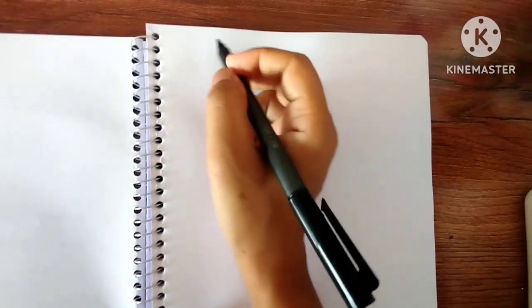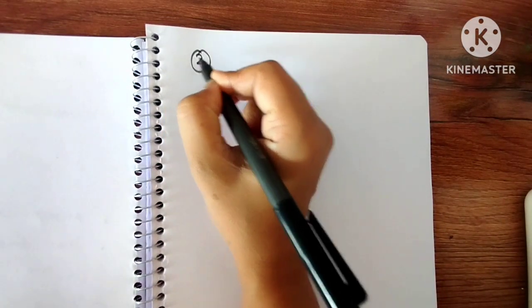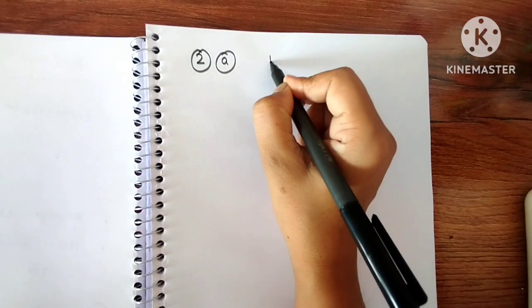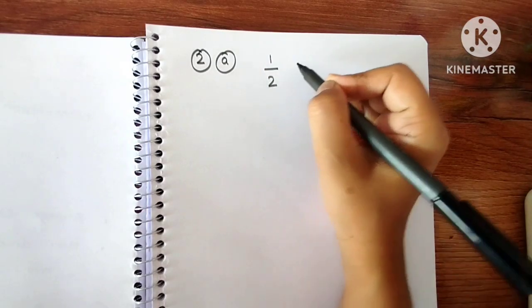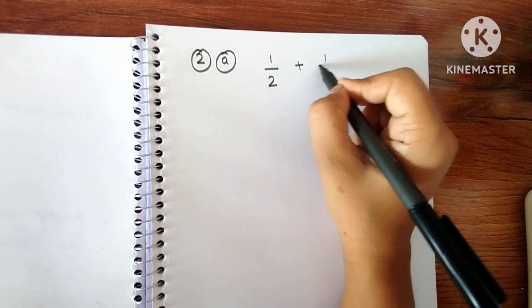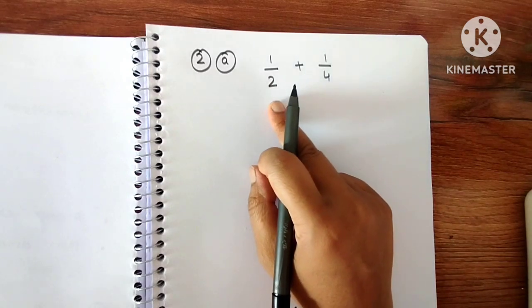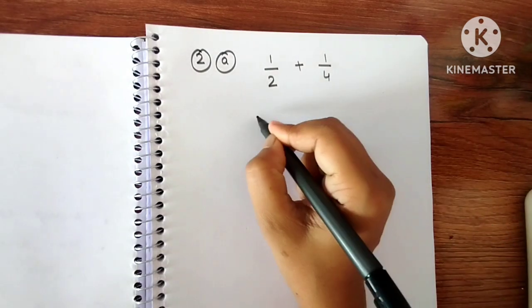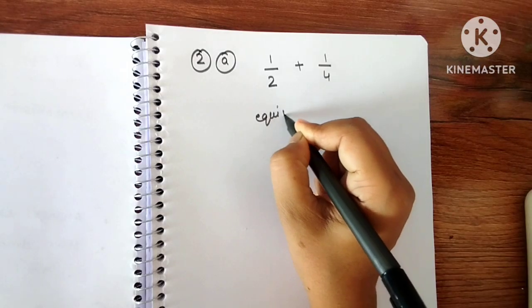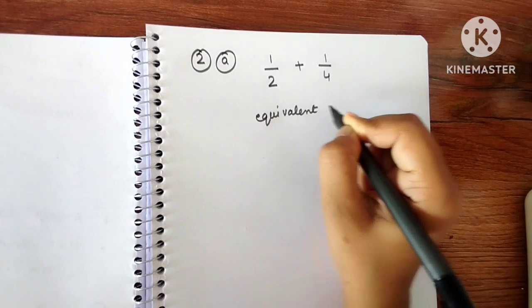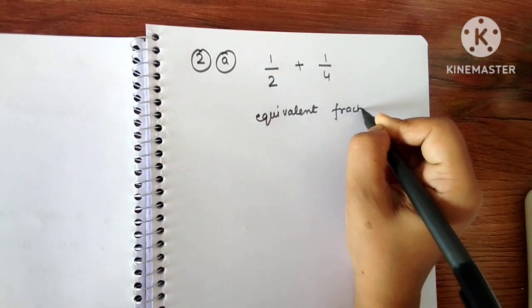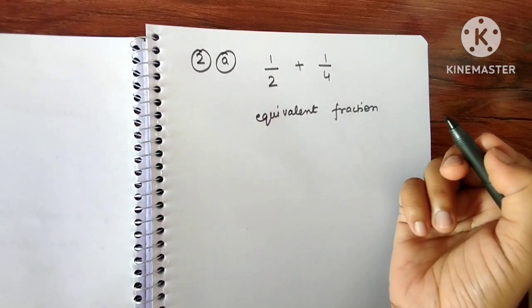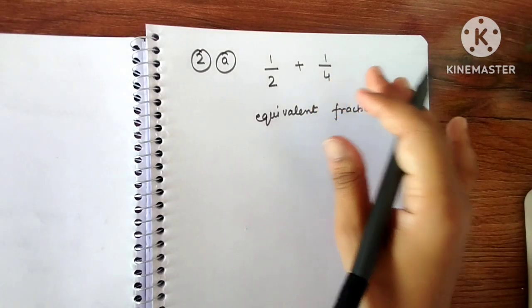Here a little bit of change, where you have two different denominators. Now 1 upon 2 plus 1 upon 4. Now you need to take the help of equivalent fractions. Who will help you? Equivalent fractions. This is your friend for this.